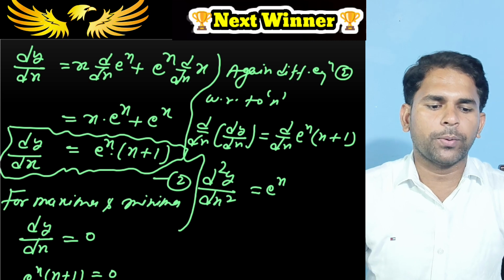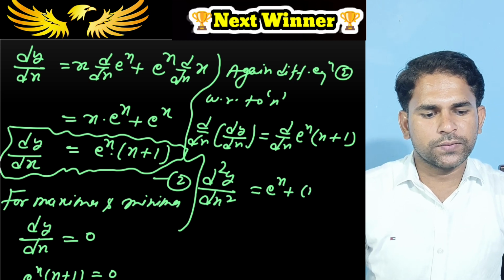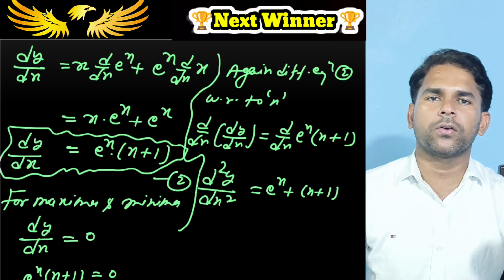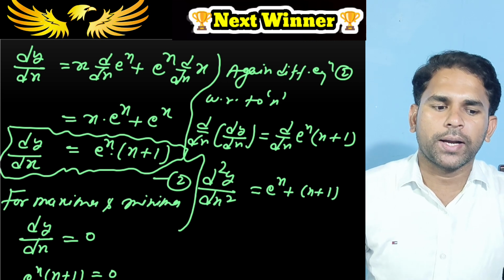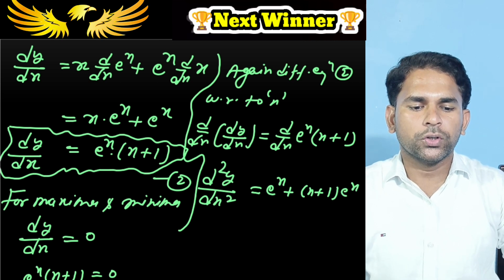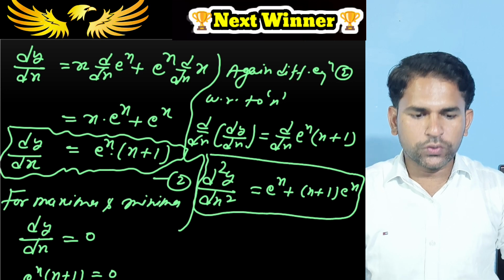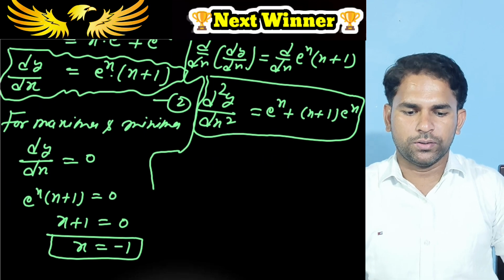So 1 multiplied by e^x gives e^x, plus the second term as it is. Very good. Then (x + 1) times the differentiation of the first: the first has e^x, so its differentiation gives e^x. So you got the double differentiation value like this. Now we are going to check the sign of this double differentiation.